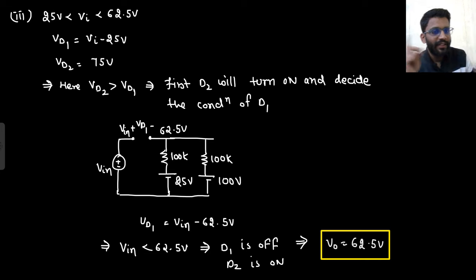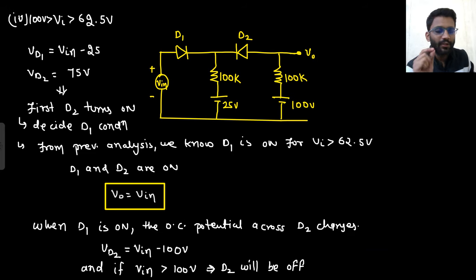So now D2 will decide the working condition of D1. From that we got to know that Vin has to be greater than 62.5 volt for D1 to turn on. So we saw that for Vin greater than 62.5 volt, D1 will turn on. Now if D1 turns on, V0 will be equal to Vin, right? This is the condition that D1 turns on.